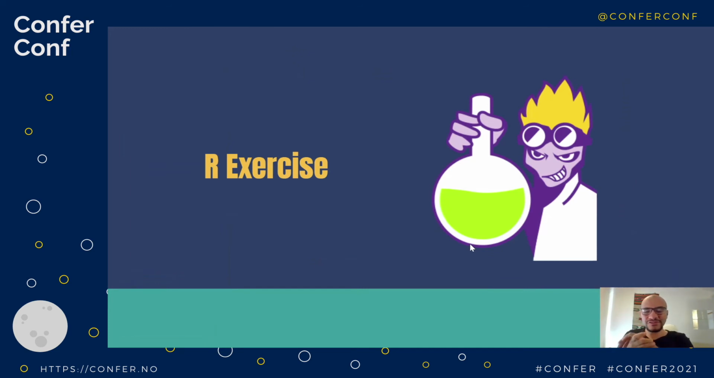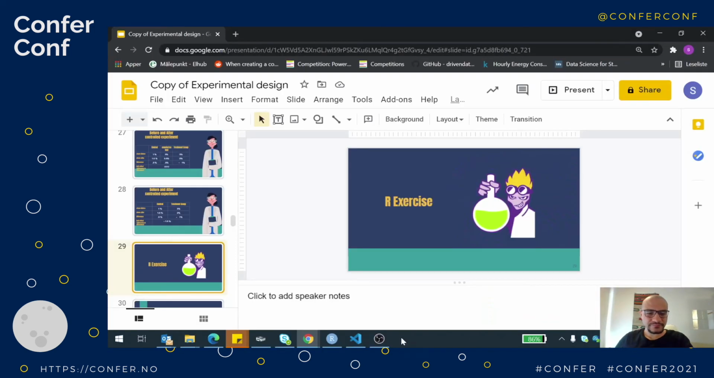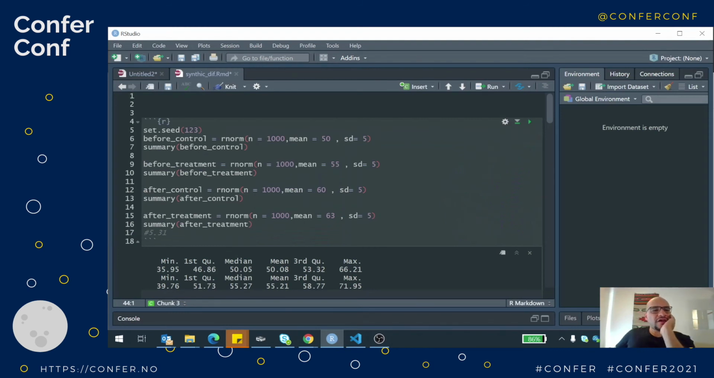So let's see if we can do the same in R with some synthetic data. Here I'm generating my own data. I have a control group, and before the intervention, for example, they have a mean outcome of 50. I am generating 1,000 observations, and I will assume that all of them have the same standard deviation. For the control group, before the intervention, they have 50 as average. For the treatment group, before the intervention, they have 55. So there is already a difference between the two groups.